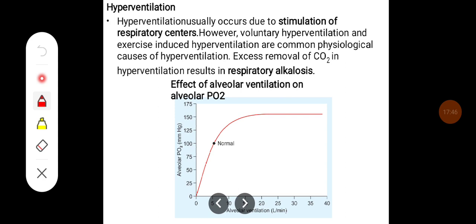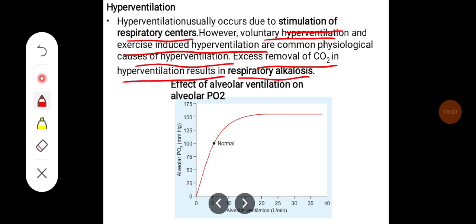Hyperventilation usually occurs due to the stimulation of respiratory centers. However, voluntary hyperventilation and exercise-induced hyperventilation are common physiological causes of hyperventilation. Excess removal of carbon dioxide in hyperventilation results in respiratory alkalosis. Okay. So this is the relation between the ventilation and the alveolar PO2. It increases linearly with ventilation and the alveolar PO2 remains at a plateau at a particular point.